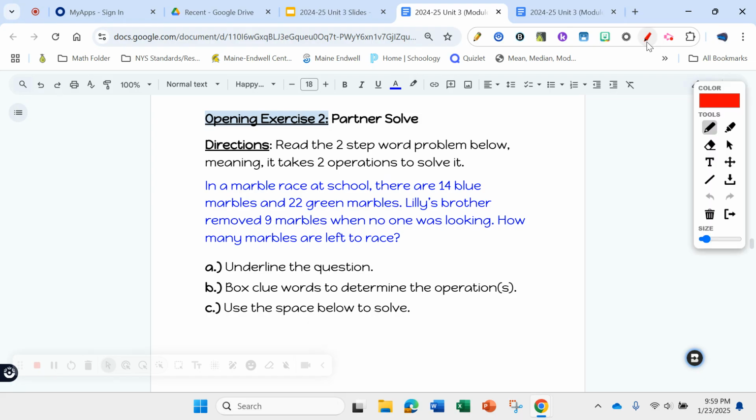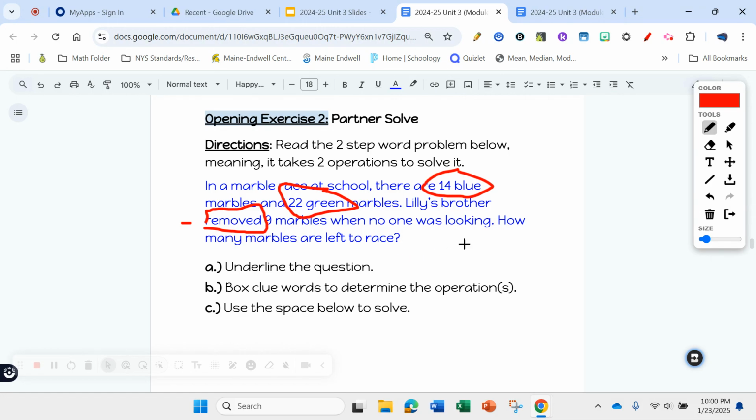In a marble race at school, there are 14 blue marbles and 22 green marbles. Lily's brother removed 9 marbles. How many marbles are left? So I'm taking a break from equivalent ratios, okay? So here's what I want us to look at. So I have 14 blue and 22 green. Okay. Lily's brother then removes them. What does remove mean? What operation does remove mean? Take away. Subtraction, right?